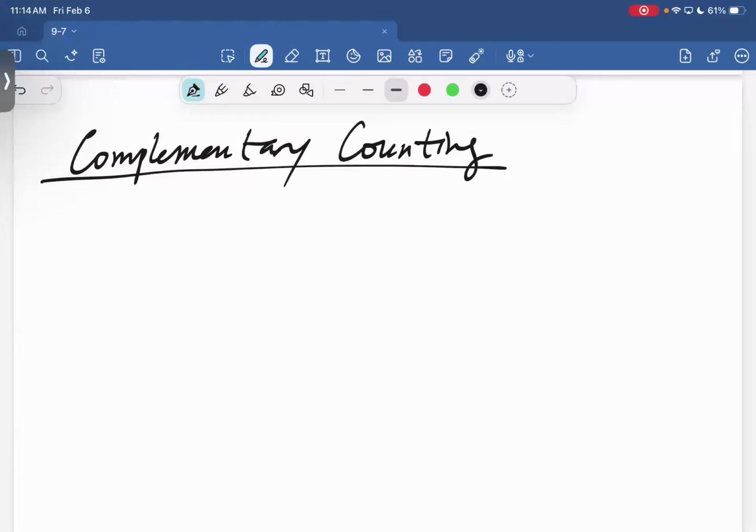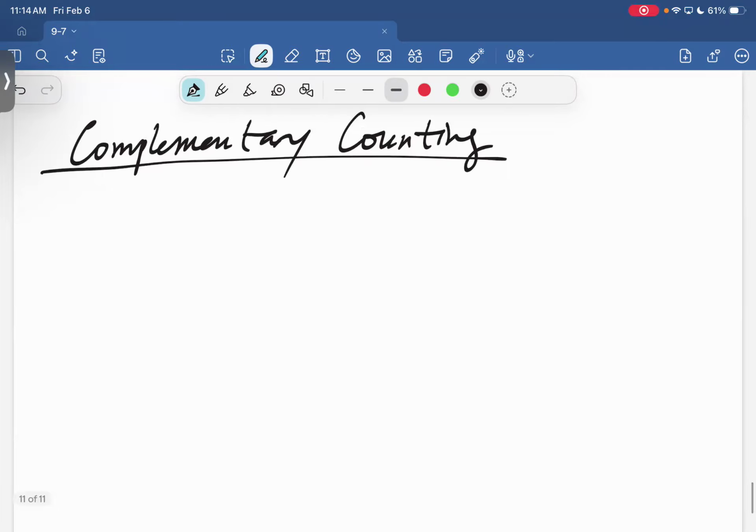Complementary counting means sometimes it's easier to count the not happening versus the happening. Make sense? Let me give an example. Let's say once again, we're flipping a coin 3 times. So 3 flips. What is the probability of us getting at least 1 head?